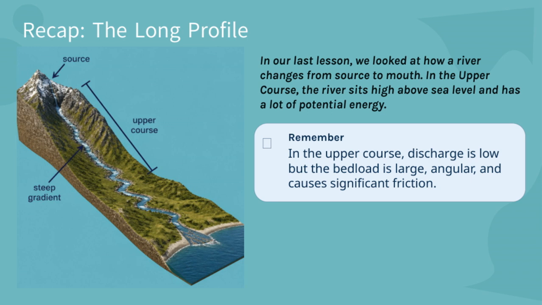The river also carries a large, angular bedload. Bedload means the material carried along the riverbed. In the upper course, this material is often large and rough because it has not yet been broken down into smaller, smoother pieces.